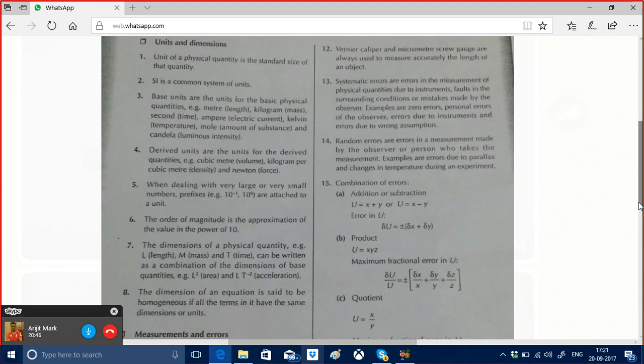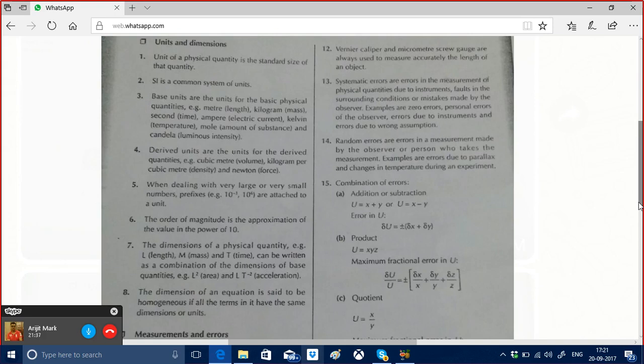Base units are the units of the basic physical quantities: meter, kilogram, second, ampere, Kelvin for temperature, mole for amount of substance, and candela for luminous intensity. So basically there are 7 base units. And units which are obtained from those base units are known as derived units. Derived units are those units which come into existence with the help of base units. Yes, that's right. And also there are very large and very small units.